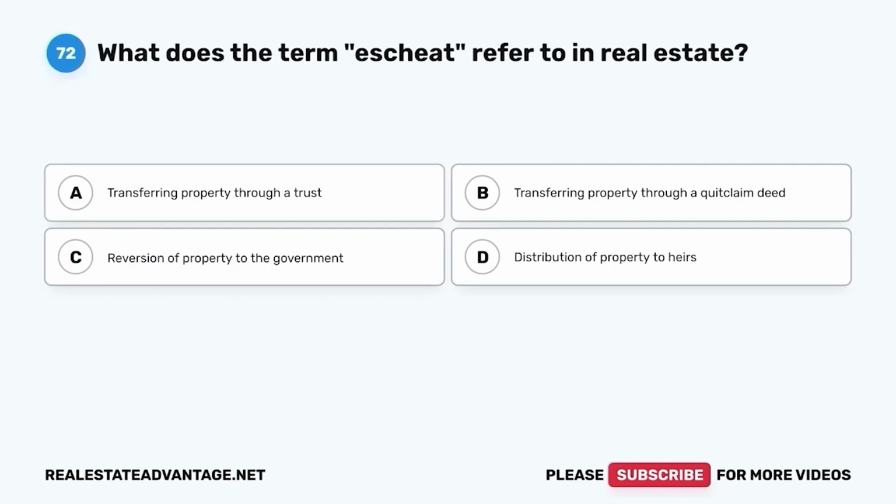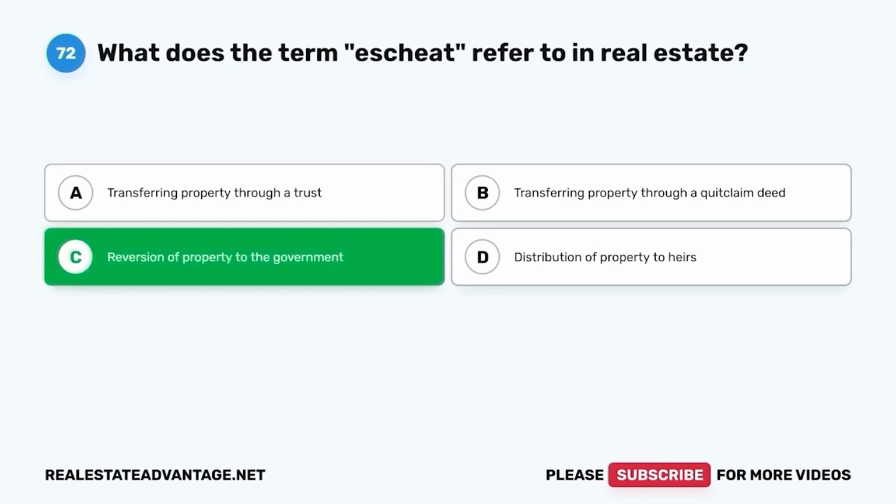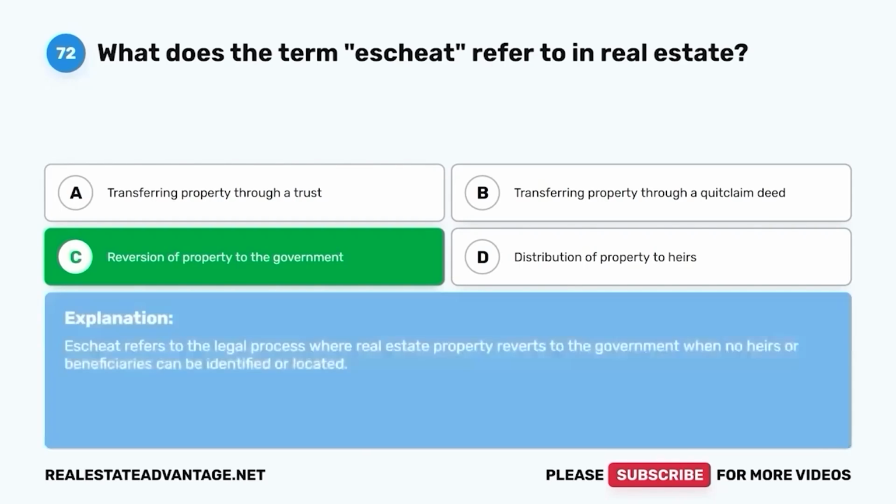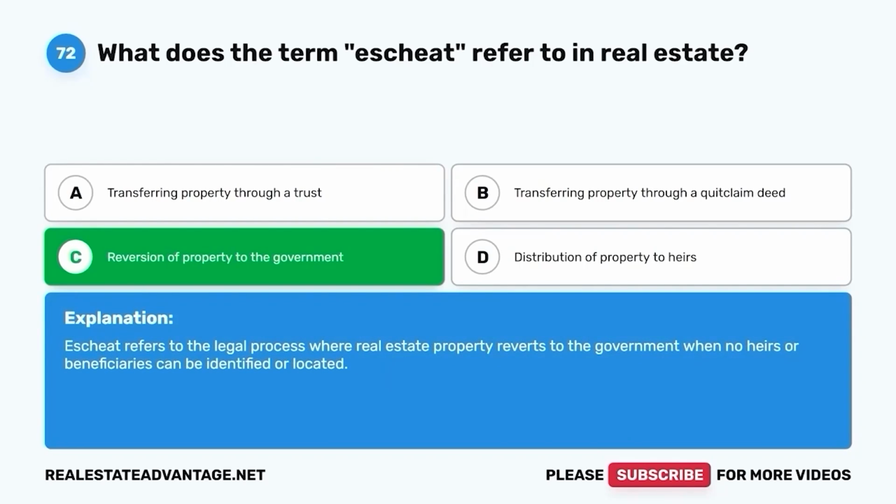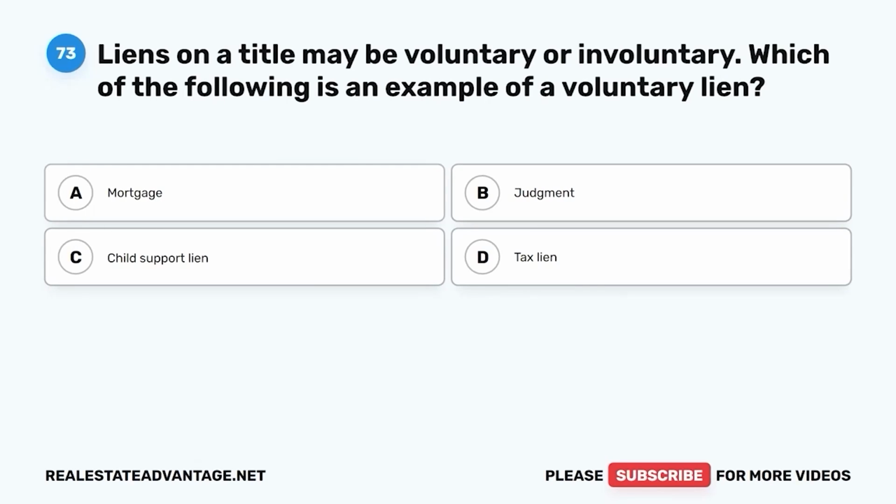Question 72. What does the term escheat refer to in real estate? A. Transferring property through a trust. B. Transferring property through a quitclaim deed. C. Reversion of property to the government. D. Distribution of property to heirs. The correct answer is C. Reversion of property to the government. Escheat refers to the legal process where real estate property reverts to the government when no heirs or beneficiaries can be identified or located.